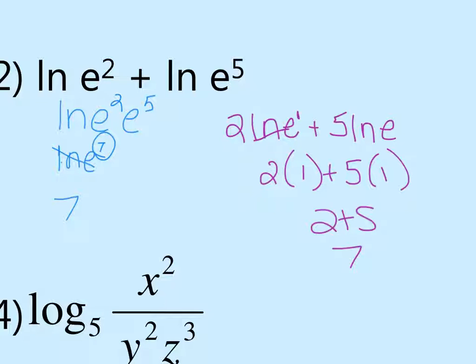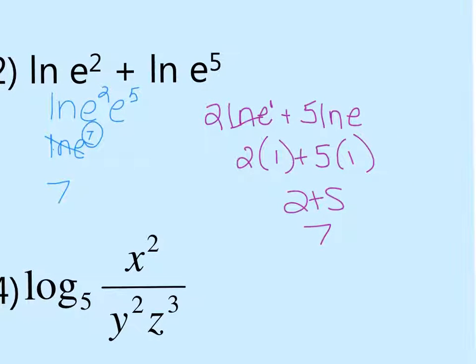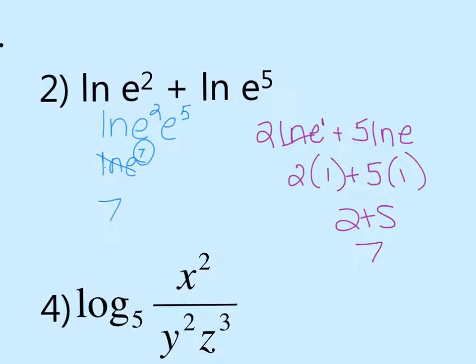So if it said to condense it and then simplify, you would want to show at least one of those. But if it just says to simplify, then you can go straight to saying, okay, I know this is 2 and this is 5, so 2 plus 5 is 7. So rewrite is like condense or expand. And if there's more than one log, you're condensing. If there's only one log, you're expanding.